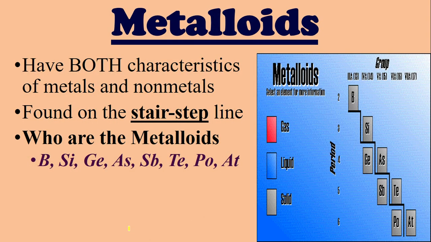Now, the stair step line, I mentioned it twice. Those are the metalloids. Metalloids have both characteristics of metals and nonmetals. Just depends on which metalloid it is, what they have. So who are the metalloids? They are boron, silicon, germanium, arsenic, Sb, Ti, Po, and At. Those are the metalloids. Very important to know where your metalloids are.